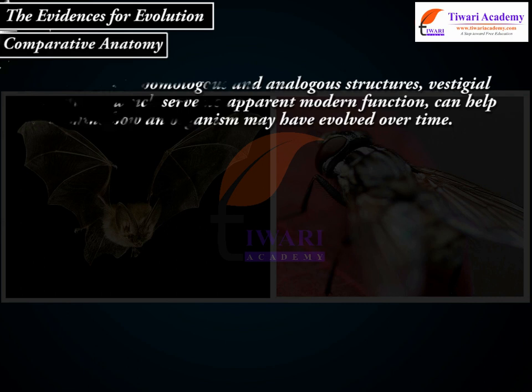In humans, the appendix is useless, but in cows and other mammalian herbivores, a similar structure is used to digest cellulose. The existence of the appendix suggests that humans share a common evolutionary ancestry with other mammalian herbivores.